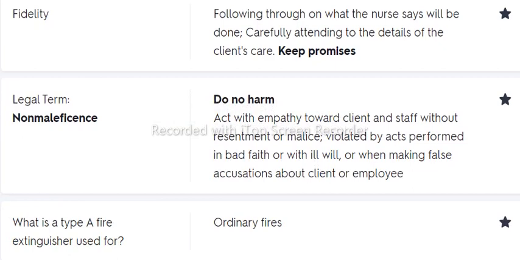Fidelity. Following through on what the nurse says will be done, carefully attending to the details of the client's care. Keep promises.